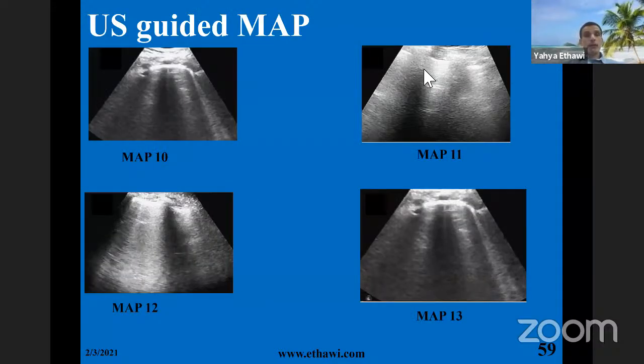So this is an example of ultrasound-guided MAP. You can see a MAP of 10 gives you some separated B lines with almost no A lines apart from the pleura. When you increase the MAP to 11 centimeters, you get some A lines and more A lines and more A lines. So you can use the ultrasound actually to guide your MAP.